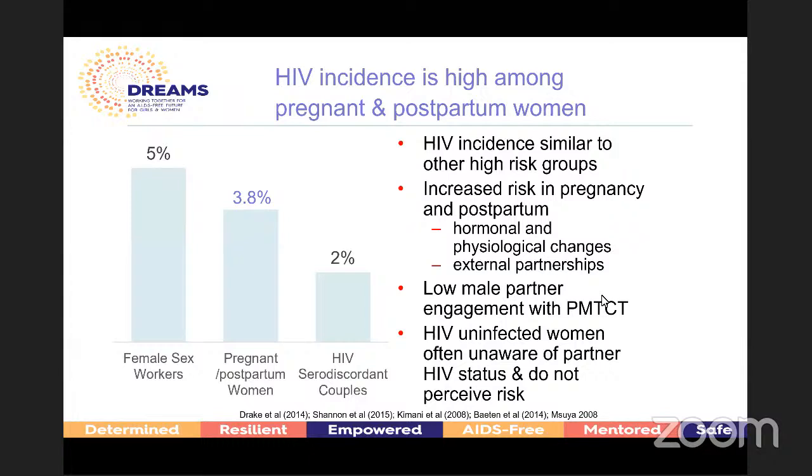The reasons why pregnant and postpartum women are at higher risk, some of them include hormonal or physiological reasons, but there are also behavioral reasons. We have been able to document that when women are pregnant, there are other factors that come into play, whether some of the male partners get additional partners, and when they get additional partners, then there's an increase in HIV transmission. And then also, sometimes their male partners are also not tested, or they're not able to bring their partners for testing. And if they're HIV infected, then there is also an increased risk of HIV transmission.